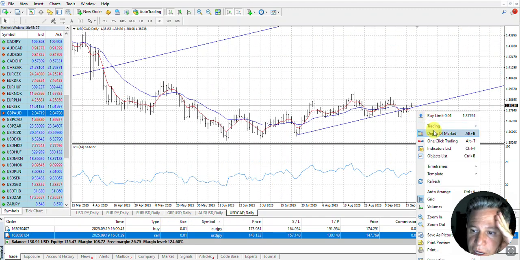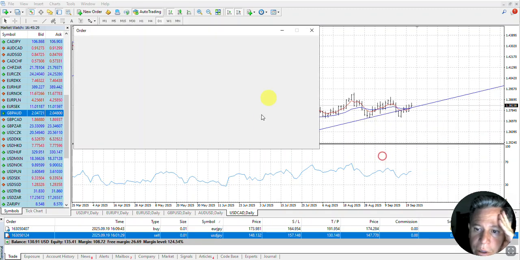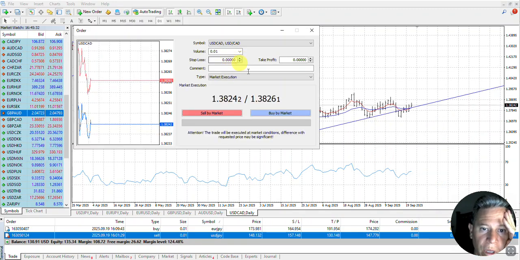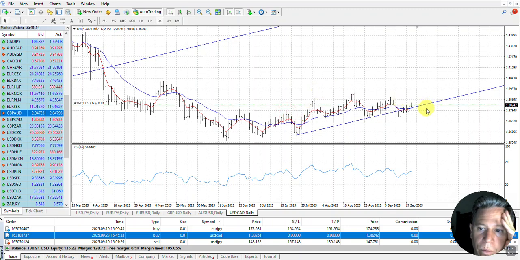So let me see if I can put on a quick little trade here. I'm going to go 0.01 lots. Boom. See that? So we just bought $1,000 of the US dollar, Canadian dollar, expecting it to go long.